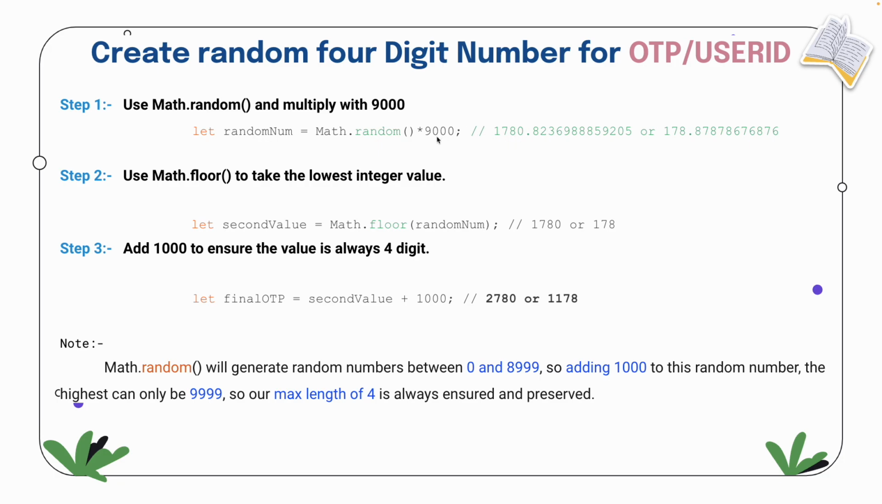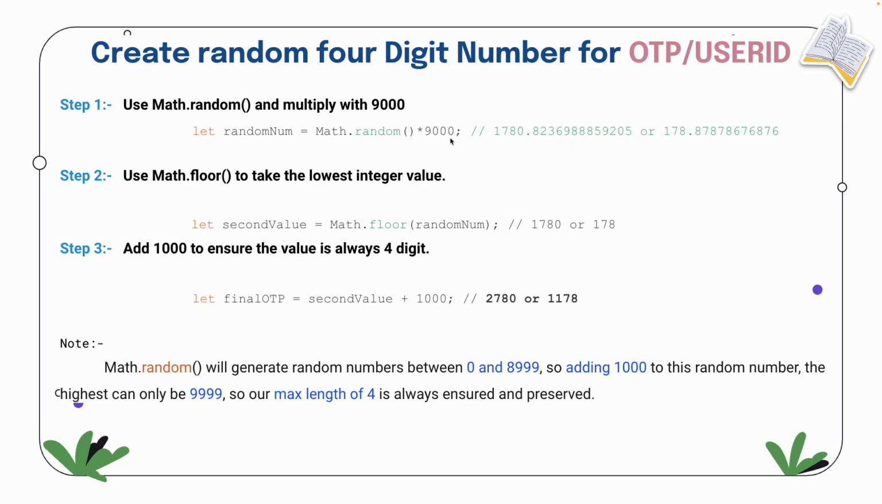9,000 is always 4-digit. 10,000 is 5-digit. So up to 9,999 is 4-digit, right? But if you increase by one, it will become 5-digit. So that's why I'm multiplying with 9,000. So 1780 sometimes it will come as 1, 17, 178, or 1780. So 1-digit, 2-digit, 4-digit, all kinds will come.